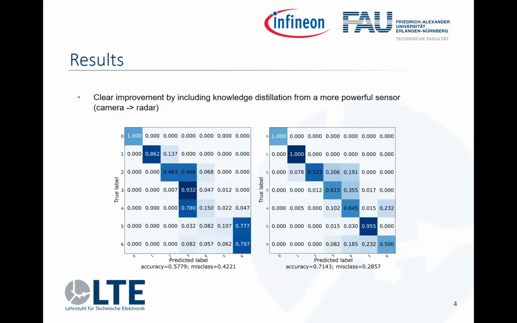The main result is that we show that using the cross-modal information, or using knowledge distillation from the more powerful sensor, that is the camera sensor, we can achieve better accuracies. So on the left side we have a network trained purely on the radar data, and on the right side using the camera information, and we achieve a much better accuracy. This is then for a radar sensor trained on a new radar sensor in a different room evaluated.